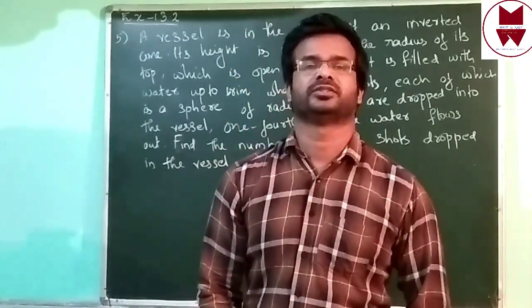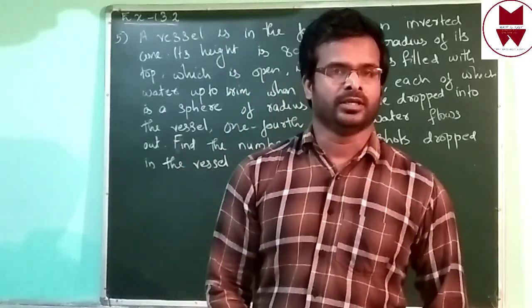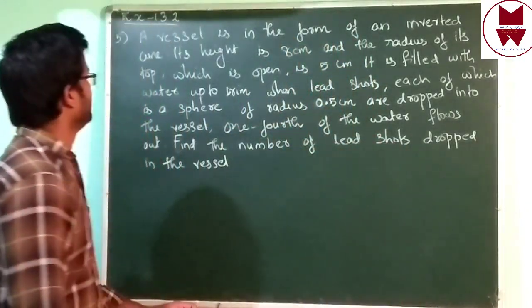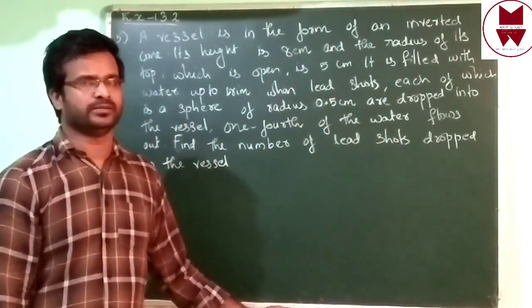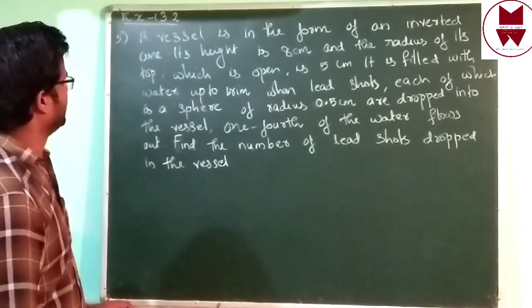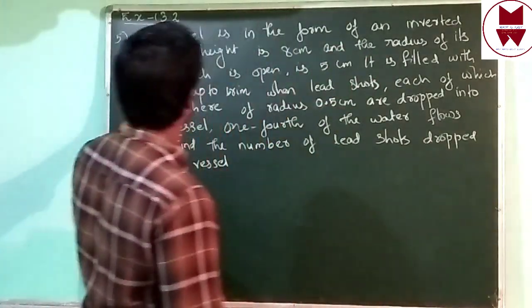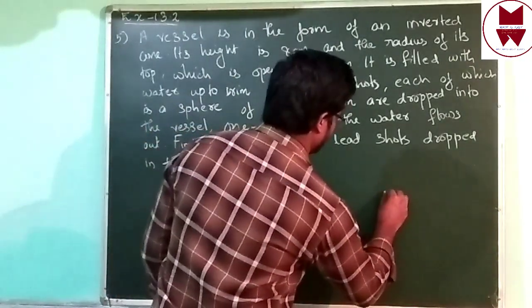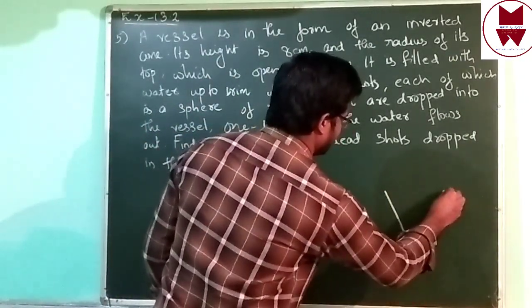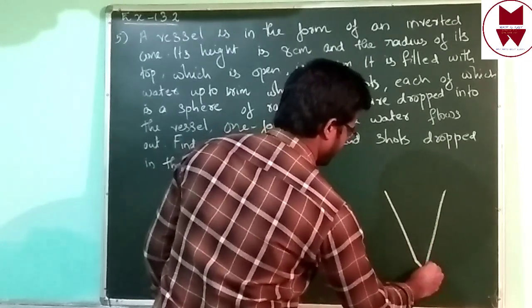Hi students, today we will study question number 5, exercise 13.2. What is the question? A vessel is in the form of an inverted cone. We can draw that figure first.